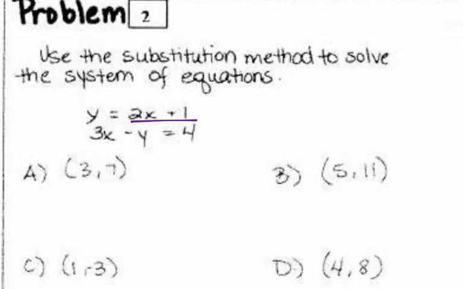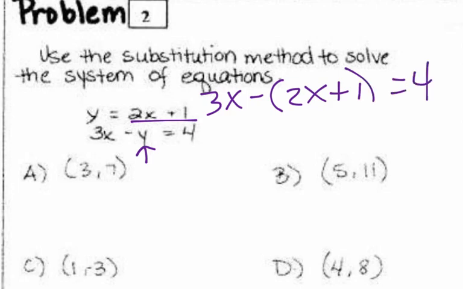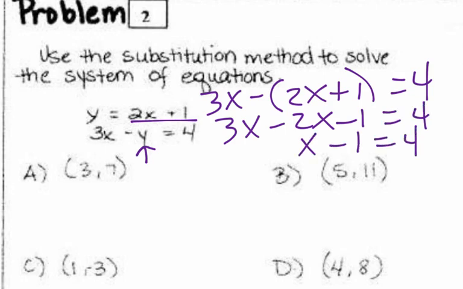I'm going to clear the page. Okay, trying again. 2x plus 1 has to go in for y. So 3x minus open, 2x plus 1 close equals 4. 3x minus 2x minus 1 equals 4. 3x minus 2x gives you x minus 1 equals 4. Add your 1, x equals 5.